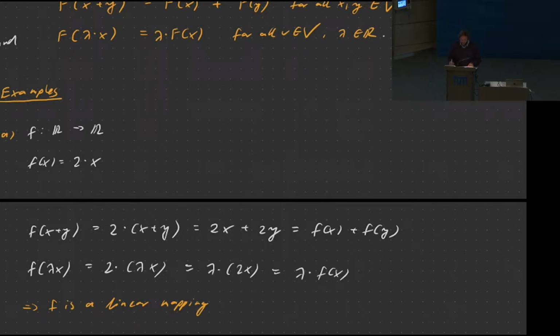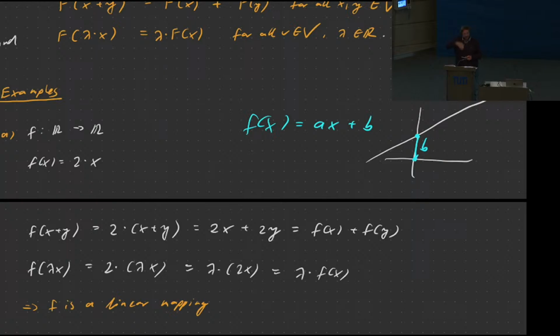Just as a quick word of warning, often mappings of this form here are referred to as linear mappings. So some constant times x plus some different constant, right? The graph of those looks something like that. And this is the b part here. So you have a translation of the line. This is a linear mapping in our sense here if and only if b is 0.